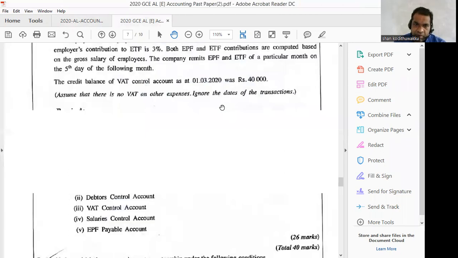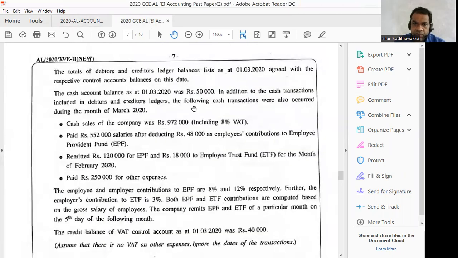Right. Then the following cash transaction also occurred during the month. We have to record this. Cash sales of the company was 972,000, including 8% VAT.